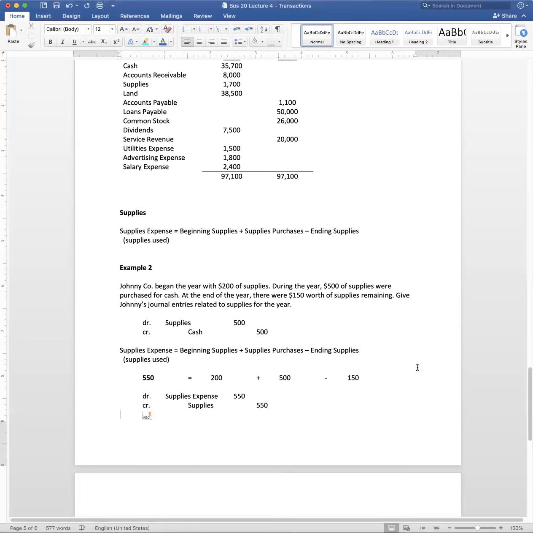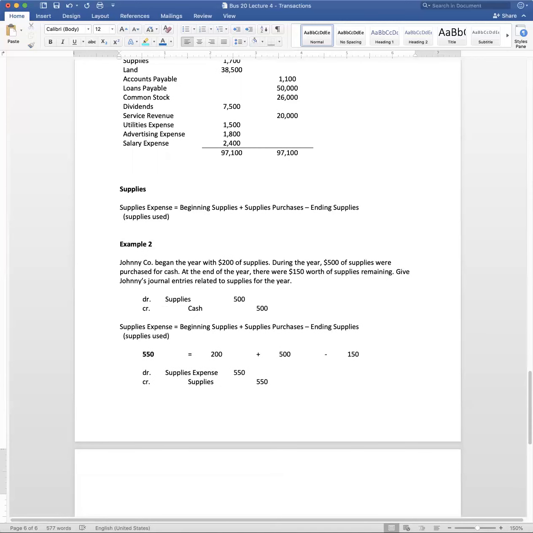Okay, so let's summarize. Supplies increase when they are purchased, but they decrease when they are used. So those are the two things that happen with supplies each year. We buy them and supplies go up, and then we use them and supplies go down. All right, let's try another example just to bring home this concept.